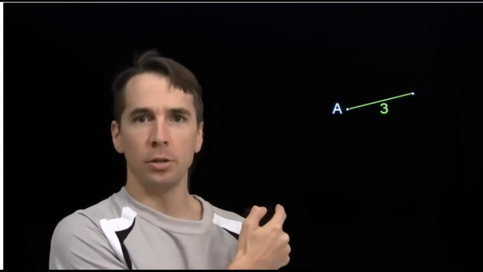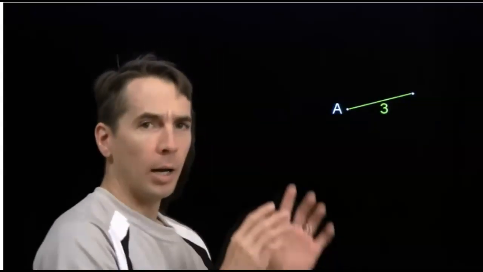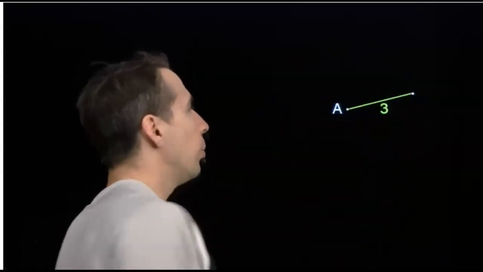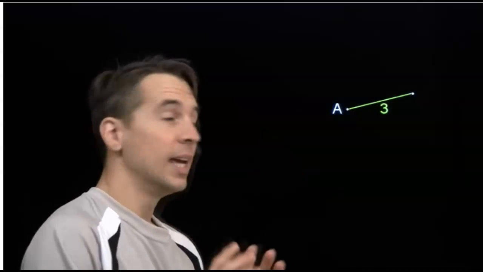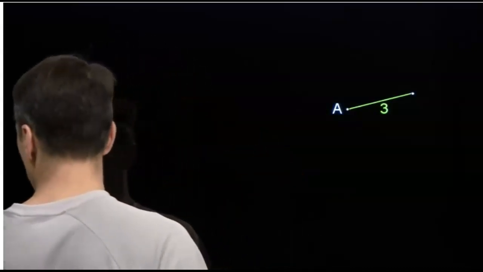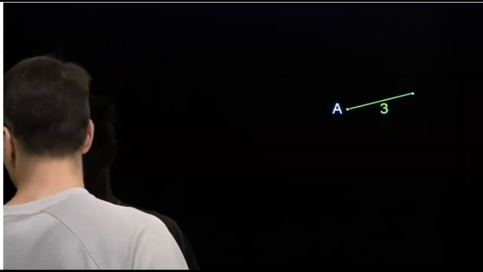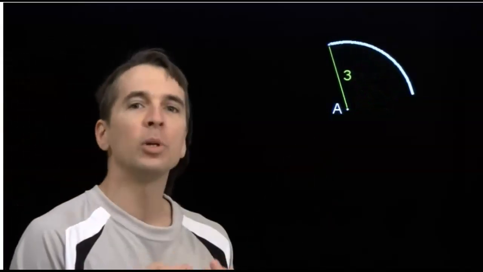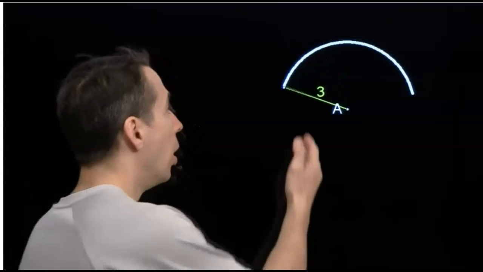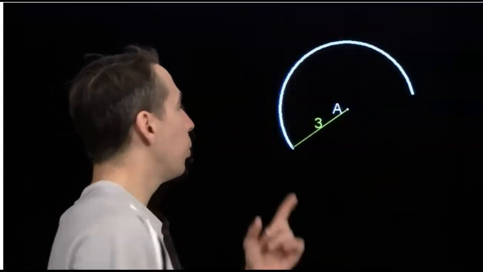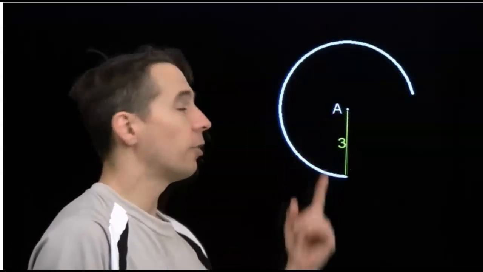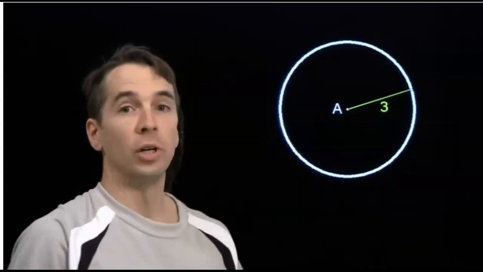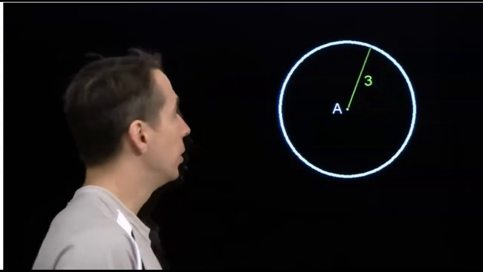Now, do you see the circle? All right, I'm going to magically make that point trace out all the points on the board that are 3 away from A, and then we'll see the circle. There it goes. This is how we define a circle. All the points on this board that are 3 away from A form this circle. That's the definition of a circle.